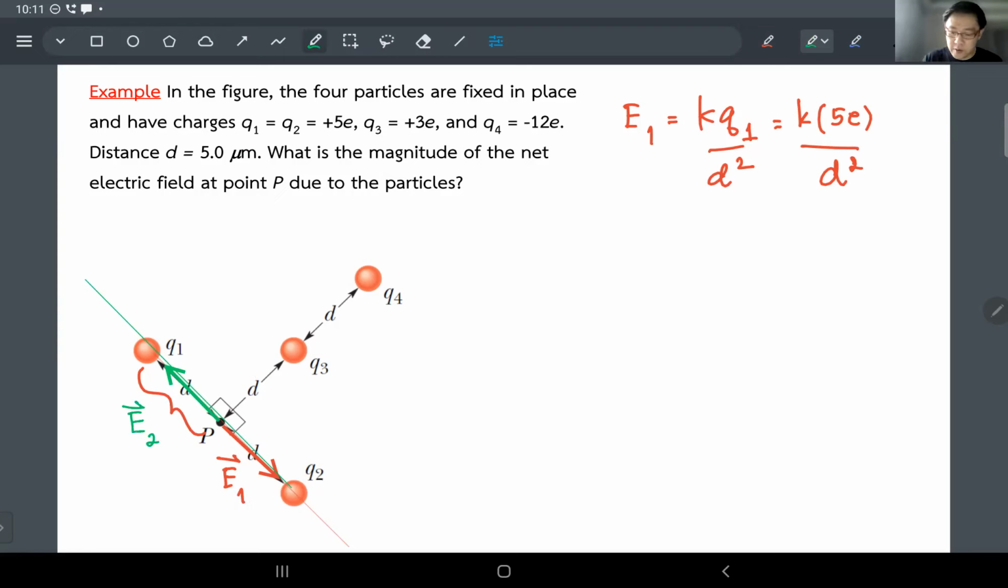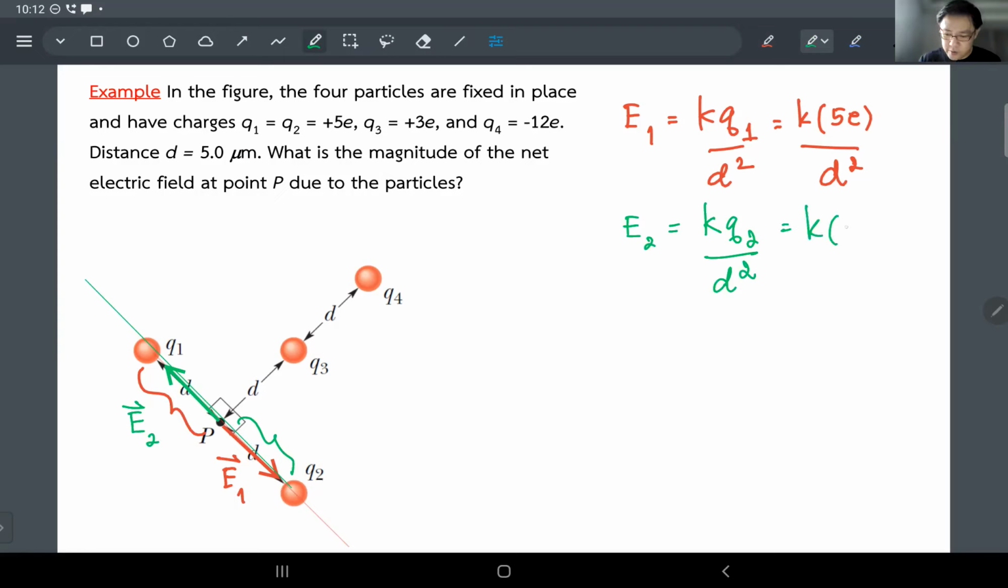I can also calculate the magnitude of this electric field. It is going to be K times the charge that's generating the field, Q2, over the distance, and the distance, once again, is D. So you just put D and then you square it. And now I can substitute the value a little bit. K is K.